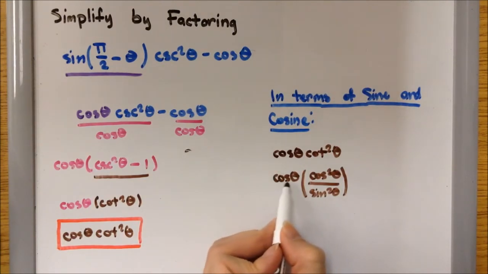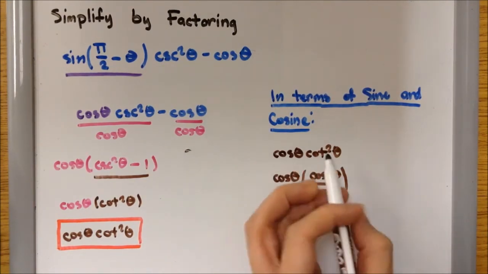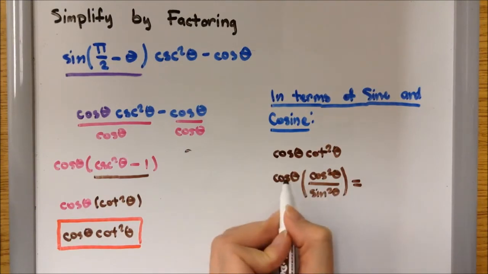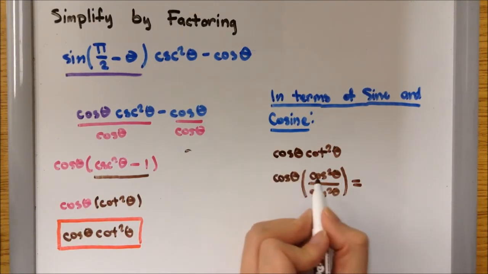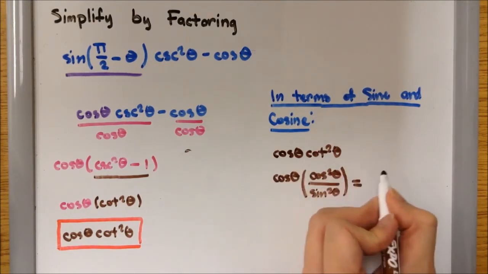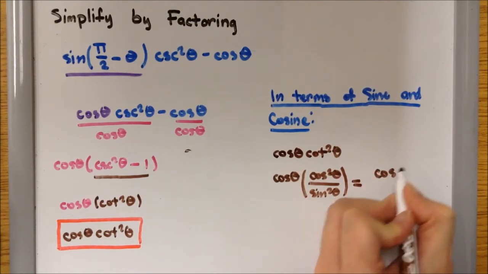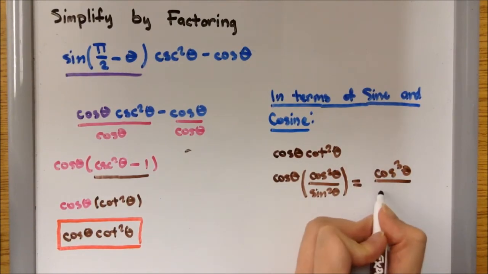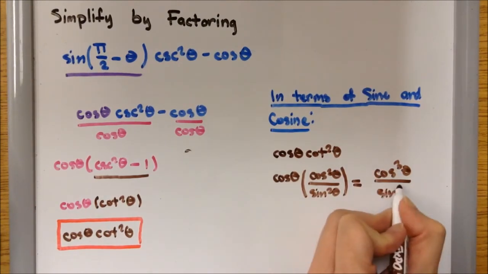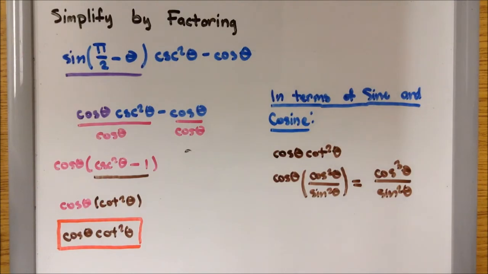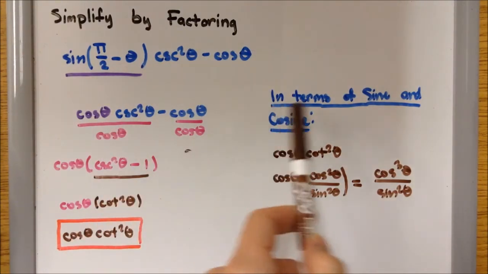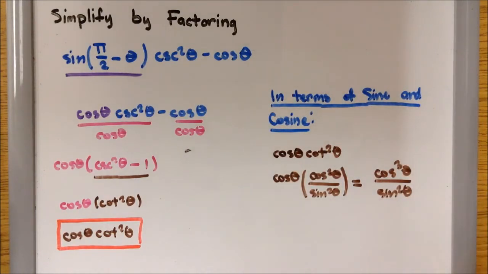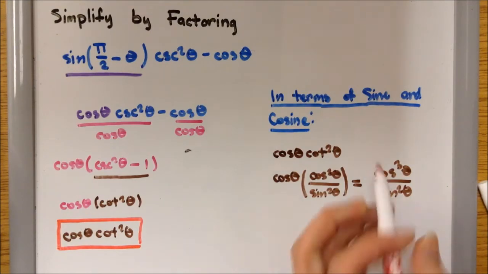And just like a whole number for the cosine, I'm simply going to multiply to the top. So on the top, cosine theta times cosine squared theta will become cosine cubed, or to the third, theta, over sine squared theta. So if you see a question where it says simplify by factoring and then in terms of sine and cosine, you would continue, and then this will be your final answer.